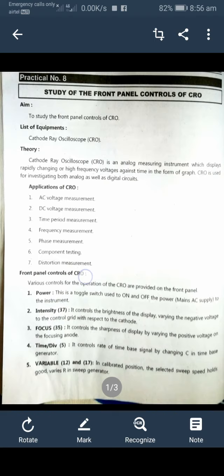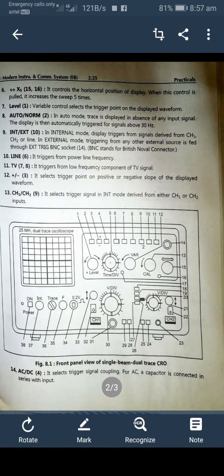CH1 and CH2: it selects the trigger signal in INT mode derived from either CH1 or CH2, meaning channel number 1 and channel number 2. AC/DC: it selects the trigger signal coupled for AC. A capacitor is connected in series with the input.